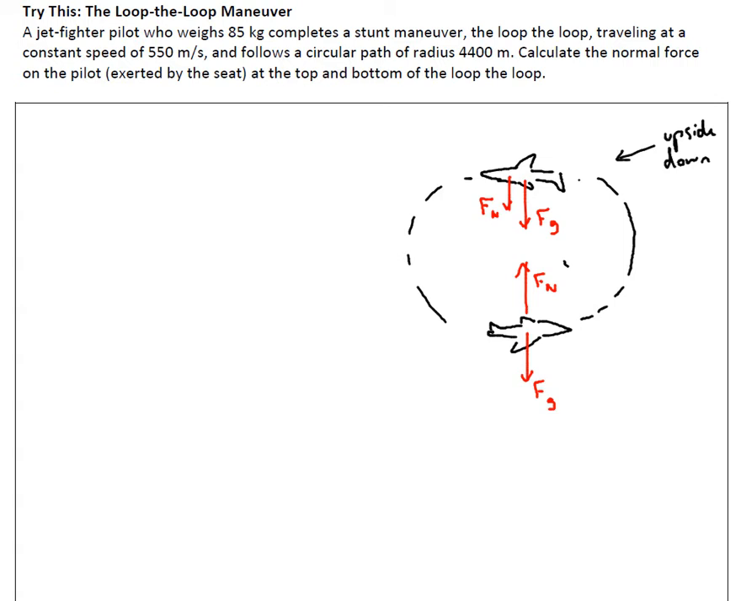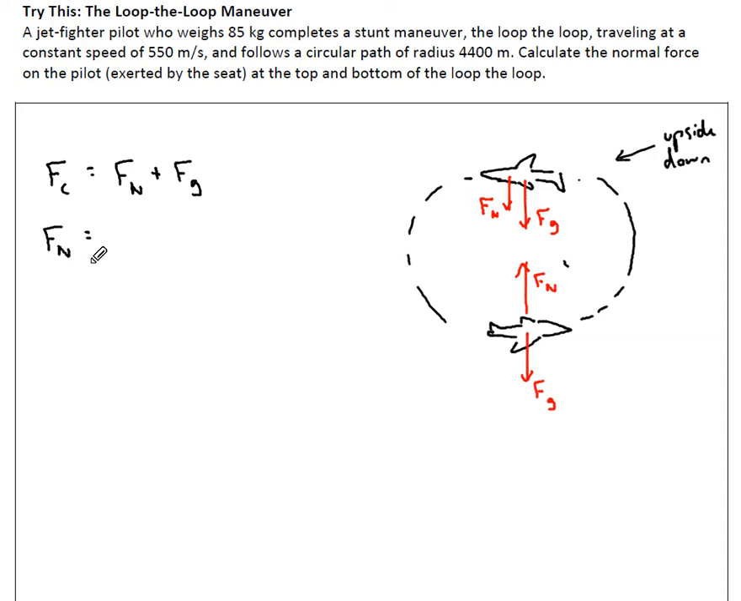Okay, so let's solve for the top first. Why not? At the top, we see our centripetal force. What's causing our centripetal force? Both the normal force and the force of gravity. Again, this is exactly the same as the roller coaster question. We're just now putting numbers to it. We're solving for normal force.